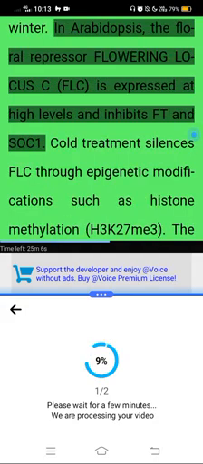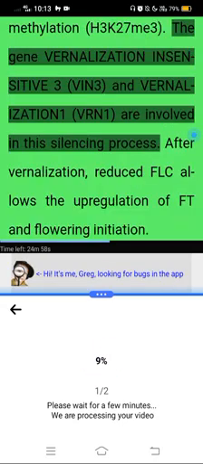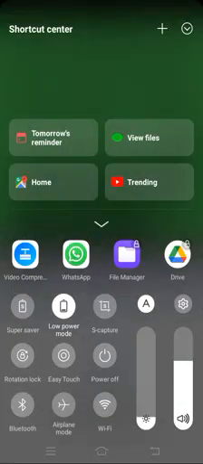The vernalization pathway enables flowering in response to prolonged cold exposure, preventing premature flowering in winter. In Arabidopsis, the floral repressor FLOWERING LOCUS C, FLC, is expressed at high levels and inhibits FT and SOC1. Cold treatment silences FLC through epigenetic modifications such as histone methylation H3K27me3. The genes VERNALIZATION INSENSITIVE 3, VIN3, and VERNALIZATION 1, VRN1, are involved in this silencing process. After vernalization, reduced FLC allows the upregulation of FT and flowering initiation.